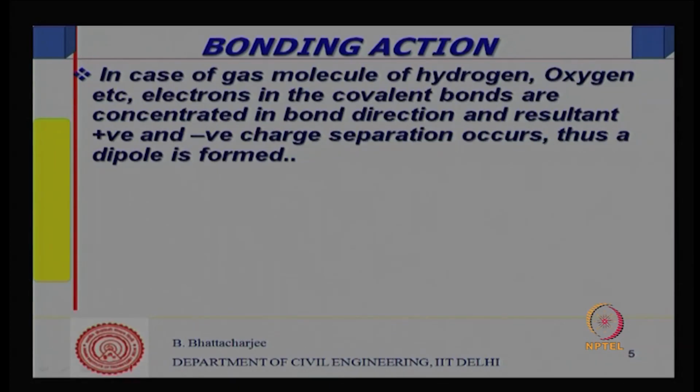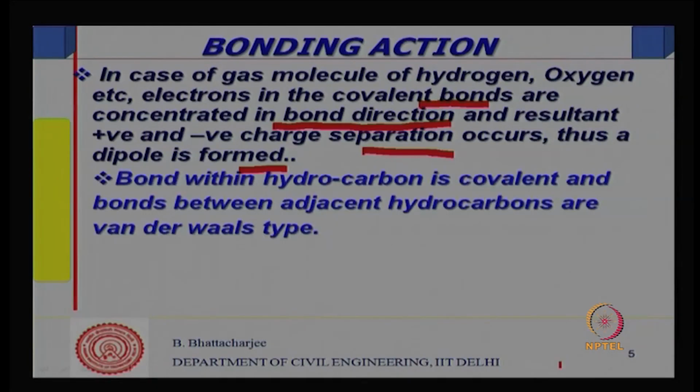For example, in case of a gas molecule like hydrogen H2, there are 2 H atoms, or oxygen, etc. Electrons in the covalent bond of H and H are concentrated in the bond direction, and resultant positive and negative charge separation occurs. So, along the direction of the bond, electrons are concentrated, thus a dipole is formed. Wherever a dipole is formed, you might find intermolecular forces or van der Waals forces acting.